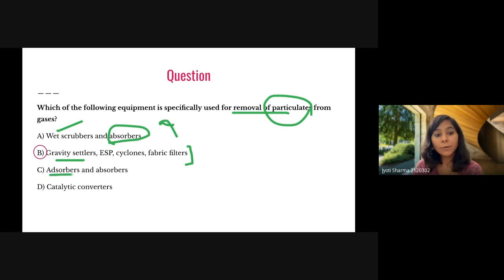Adsorber and absorber, these are part of gas removal. So this is not for the particulate matter removal, this is for the gas removal, so this is not the right answer.